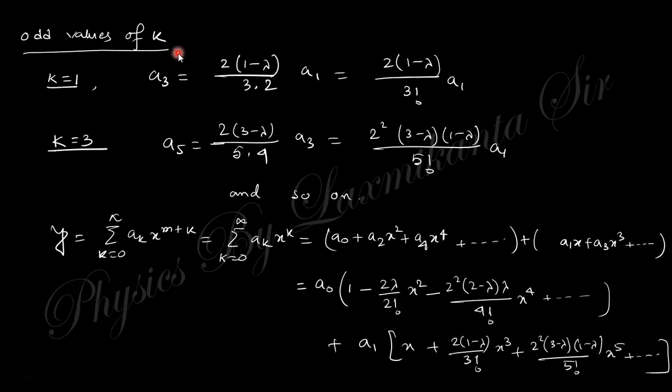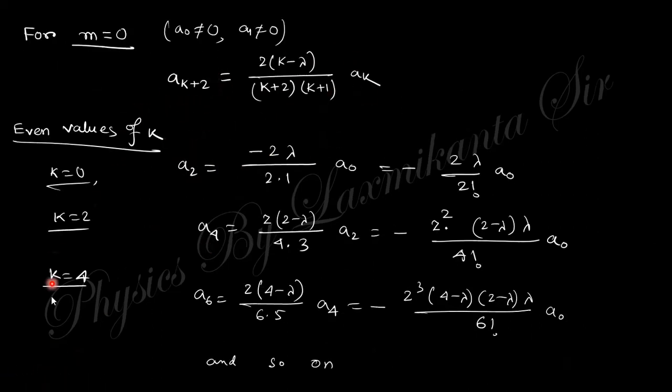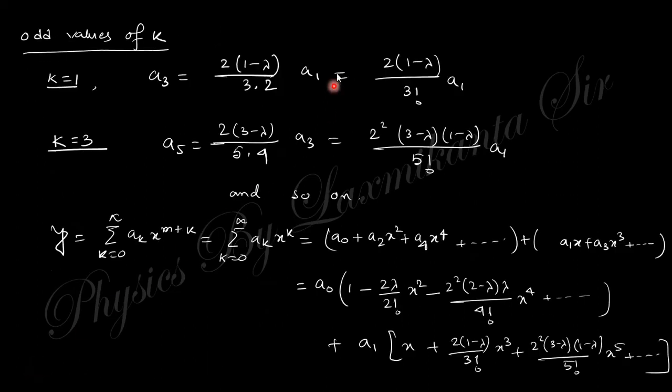We can find out the coefficients, right? And for the odd coefficients, put odd values of k, that is k equals to 1, and you will get this relation using the recurrence relation. So a3 is related with a1, a5 is related with a1, and so on. So the total solution will break into these two parts for m equals to 0. This will be the even part and this is the odd part. The summation will be like that. So this is the total solution of this Hermite differential equation for m equals to 0.